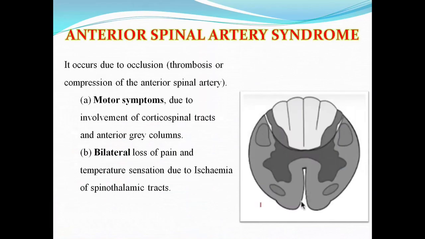Anterior spinal artery syndrome. Once the anterior spinal artery in the anterior median fissure is occluded, leading to thrombosis or compression of the artery, it leads to motor symptoms, especially as the corticospinal tracts are involved and the anterior gray column is affected. These are the motor tracts passing through, which were already discussed in the past cross-sectional diagram. And also bilateral loss of pain and temperature sensations, because of the anterior and lateral spinothalamic tracts. Both sides lose pain and temperature sensation due to ischemia of the spinothalamic tracts.